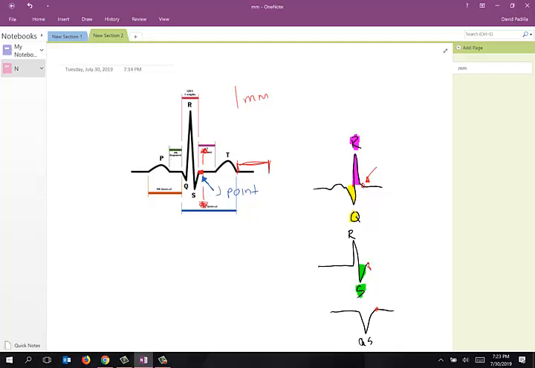Now again, there's other criteria that we're going to need, multiple leads, depending on the leads, which leads, if they're looking at the same area. But the rule of thumb is 1 millimeter of elevation is enough to consider that elevation significant. And again, that's 1 millimeter in comparison to the TP section here.